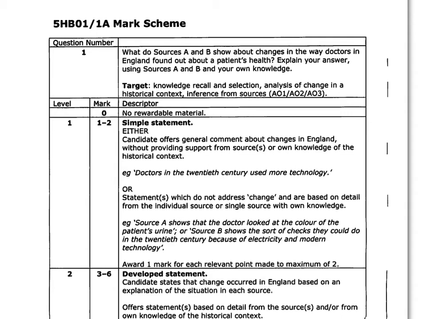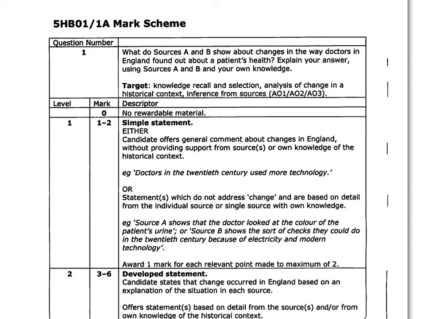This introductory film is based upon the mark scheme for question 1 of the mock exam that you have just undertaken. The question, written here at the top: what do sources A and B show about changes in the way doctors in England found out about a patient's health? Explain your answer using sources A and B.